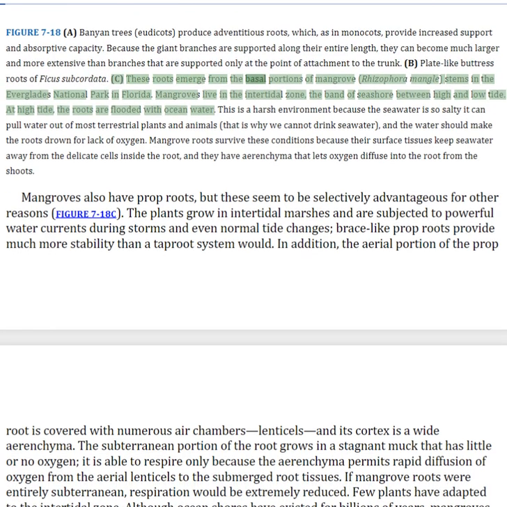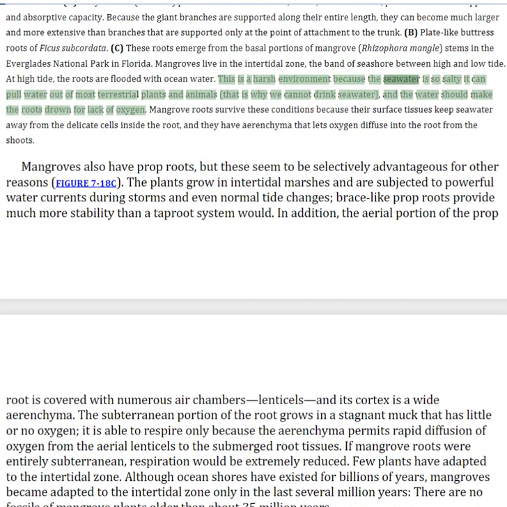These roots emerge from the basal portions of mangrove stems in the Everglades National Park in Florida. Mangroves live in the intertidal zone, the band of seashore between high and low tide. At high tide, the roots are flooded with ocean water. This is a harsh environment because the seawater is so salty it can pull water out of most terrestrial plants and animals, and the water should make the roots drown for lack of oxygen.